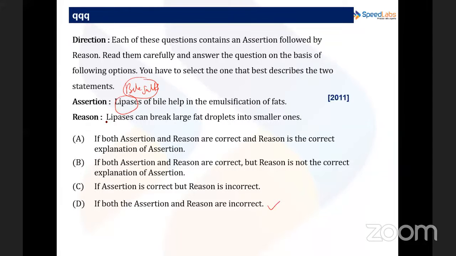And it is also the function of bile salts, that is breaking of large fat droplets into smaller ones. It is emulsification of fat. That is the function of bile salts. Hence both statements are incorrect. Option D is the correct answer. I hope this question is clear to everyone. Now let's look at another question.